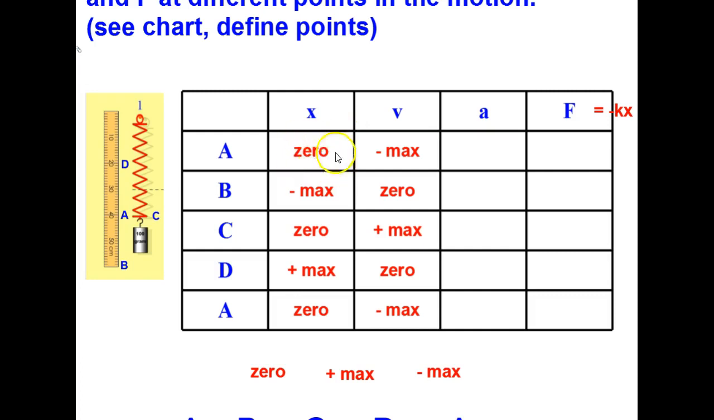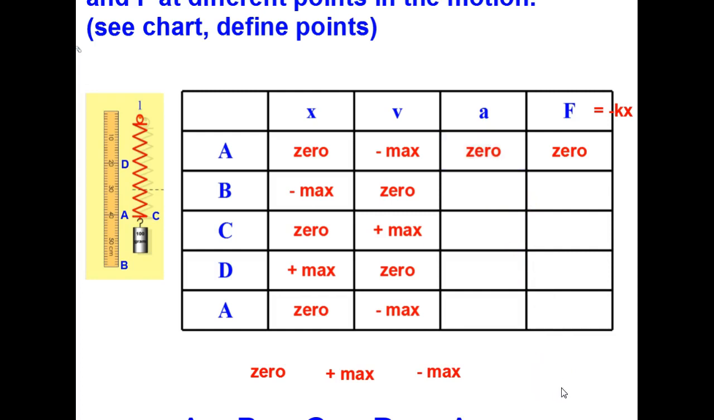X is your displacement over here. So, if F equals negative kx and x equals 0, then what is the force at that spot? It must also be 0. Okay? Now apply Newton's second law, F equals ma. If the force is 0, that means the acceleration also has to be 0.